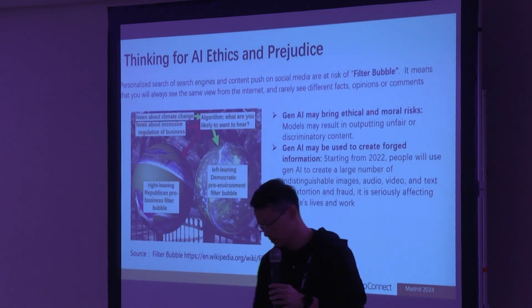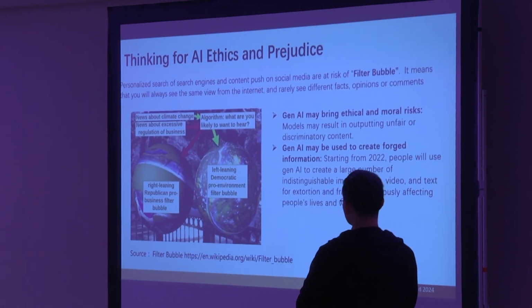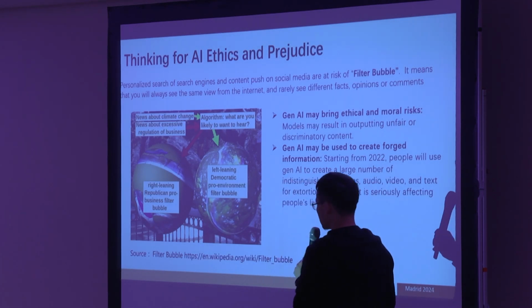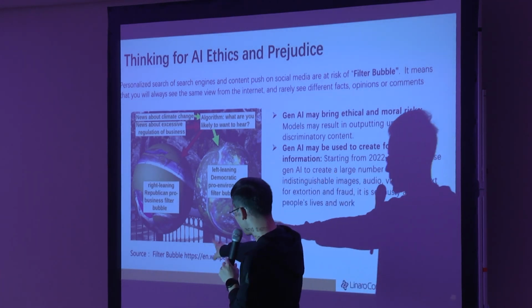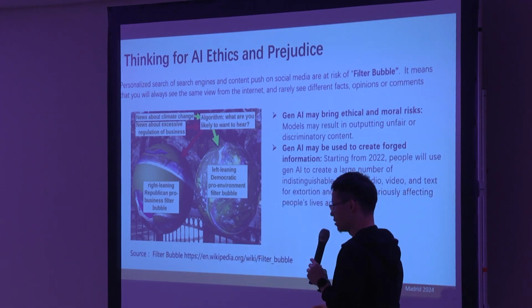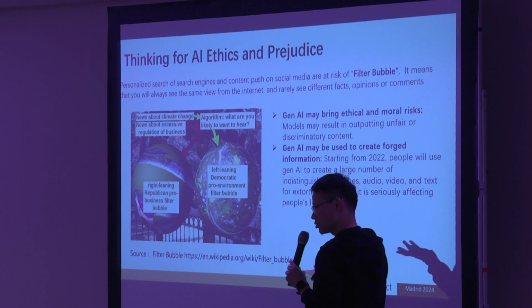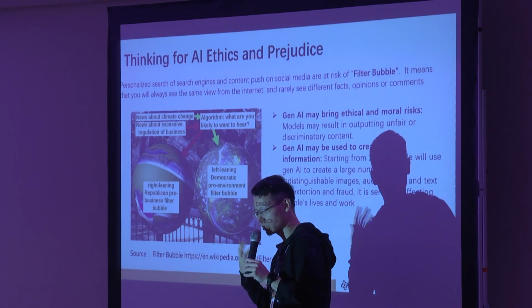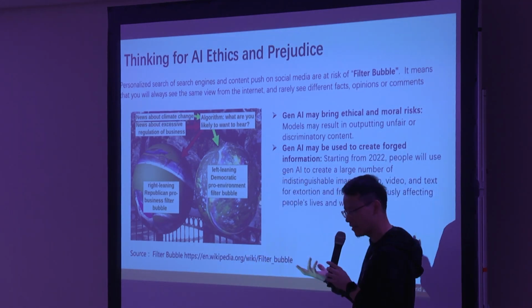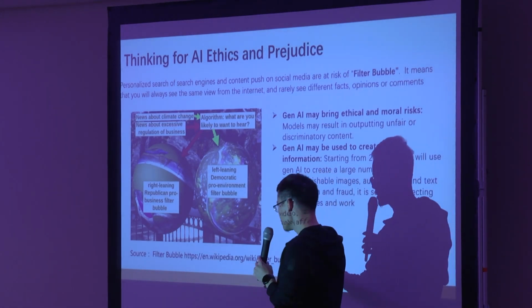Okay, the second, we're thinking of AI ethics and prejudice, because it's still like another paper. It means the filter bubble. Filter bubble means that if you want to get some answer from the internet, you will always get the answer which you want. So it's not true, maybe. Maybe your answer will be modified by Meta, by Google. It's dangerous.